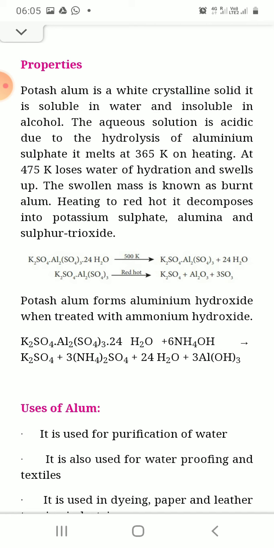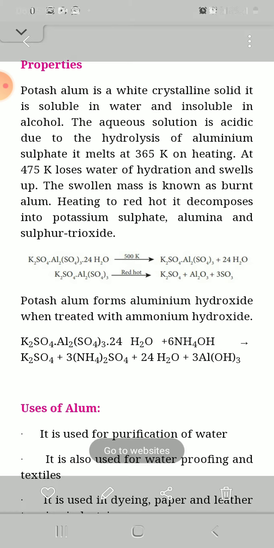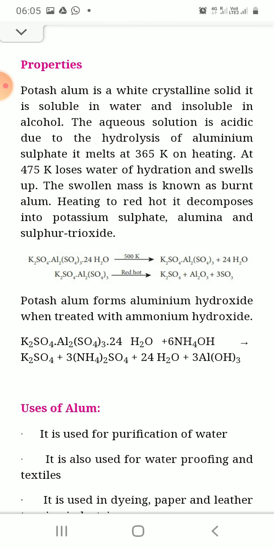Then uses of alum. Alum means potash alum. So first, it is used for the purification of water. Then it is also used for waterproofing and textiles. Third, it is used in dyeing, paper and leather. So these are the three uses of alum. Thank you students.